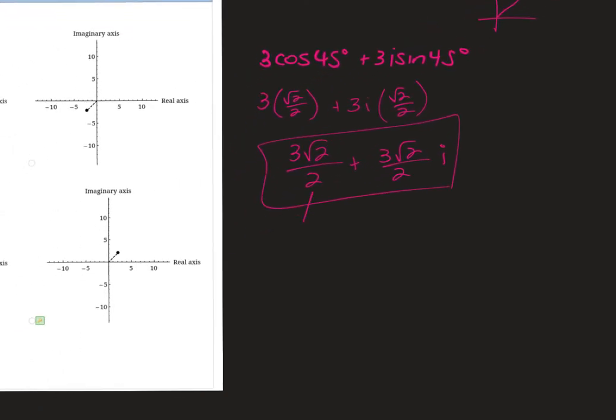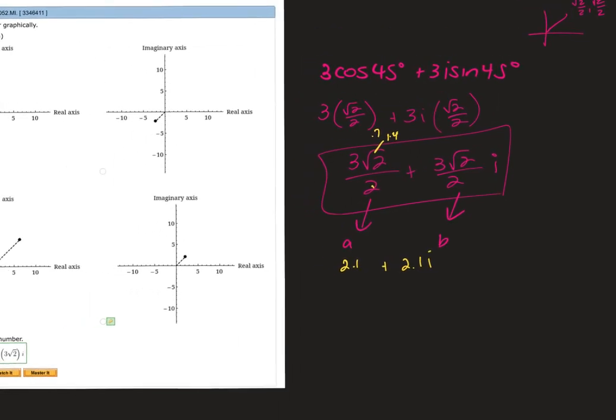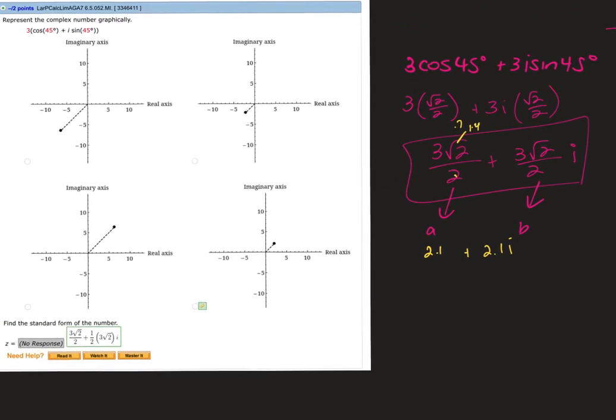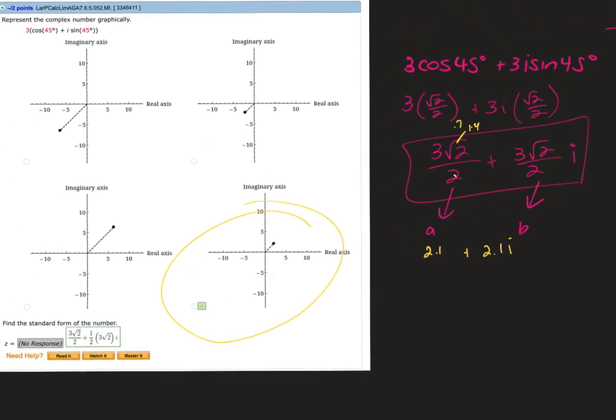So the a is 3 root 2 over 2, and so is the b. That's a positive. So if you had to actually graph it, you could approximate root 2 to be like 1.4. And then you could simplify it and multiply it times 3. So 2 would go into 1.4 .7 times. And this would be a 2.1 plus 2.1i. So I'd go to the right about 2, and I'd go up about 2. And that coordinate point is this one.